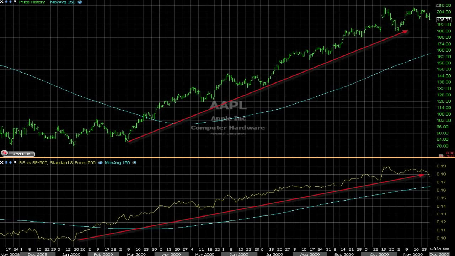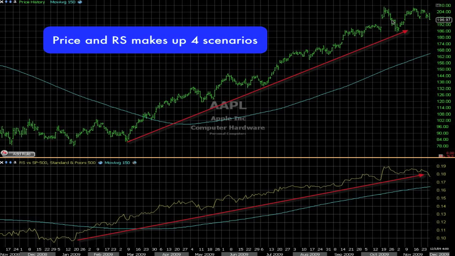Relative strength can give you a heads up on rapid changes in price. This is a main reason traders are using relative strength. Another reason is that traders prefer buying leaders in the market, so buying a stock that shows relative strength makes sense. There's no reason to buy a lagging stock which is only going up because the market is dragging it up. There are in total 4 scenarios that the relative strength and the price can make up.